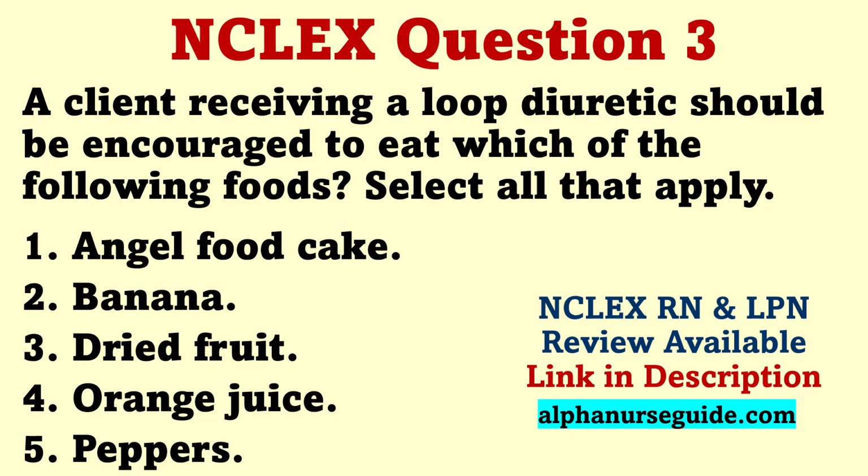The correct answers are 2, 3, and 4. Hypokalemia is a side effect of loop diuretics. Bananas, dried fruit, and oranges are examples of food high in potassium.